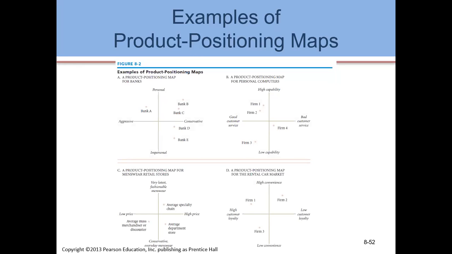Then we can talk about the personal computers market. There would be bad customers and good customers, and high capability and low capability concerns. Then we can look at menswear retail stores, which have an association between high price and low price, versus very latest fashionable wear and conservative everyday menswear. And then we can also look at the rental car market. So different firms can be categorized in these product positioning maps.